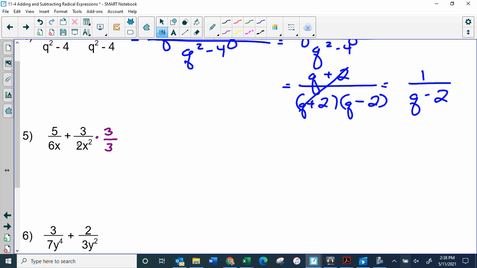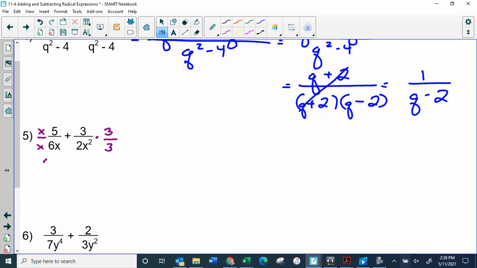That gets me to 6x squared here. Okay, well, then I need to multiply this one by x to make it 6x squared. So multiplying this one by x will give me 6x squared. Multiplying this one by 3 will give me 6x squared. And then I'll have a common denominator. Make sure whenever you multiply a fraction, you multiply the numerator and the denominator by the same thing.